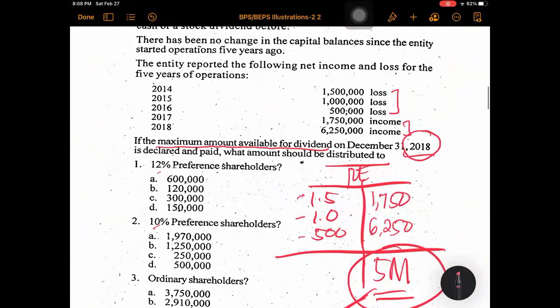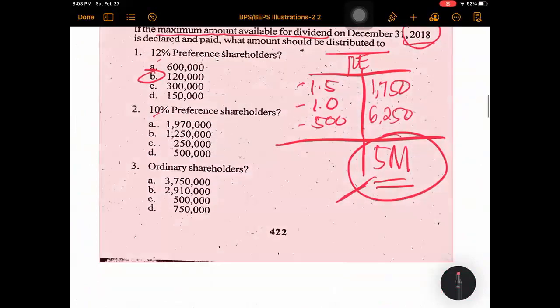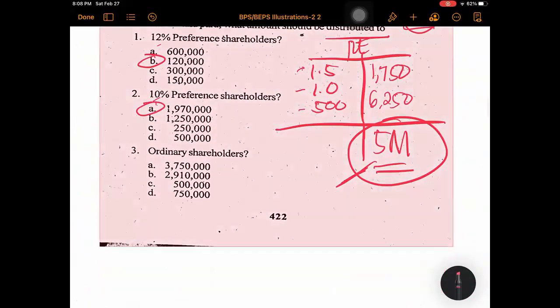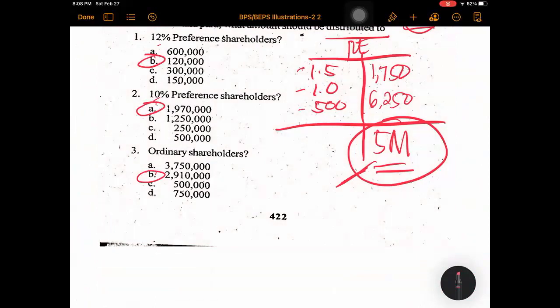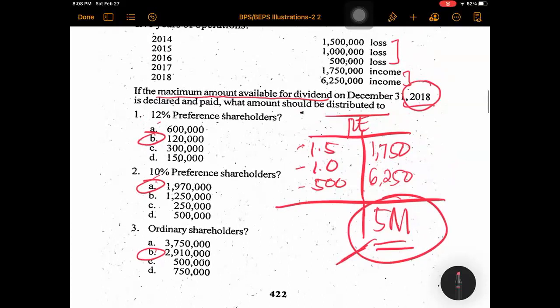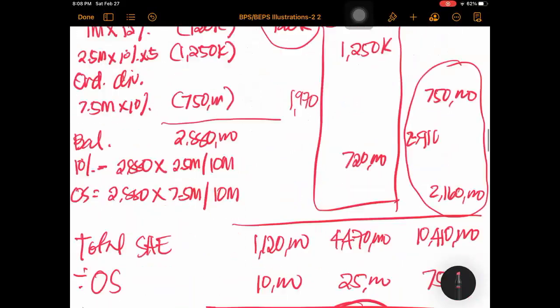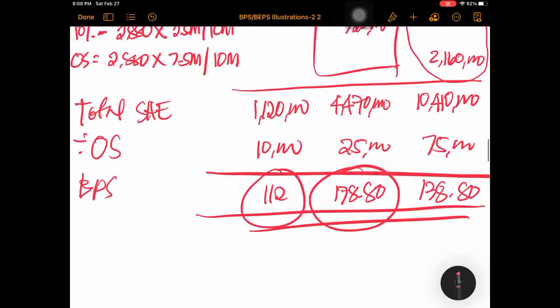So 120, 1970 and 2910. Okay, mo nang answer. Okay, so that's how you compute if any nga problem. Pero kung ang question, pila ang book value per share, so mo ni answer dire 1112, 178.80, 138.80.